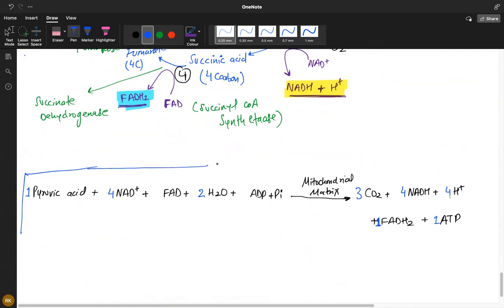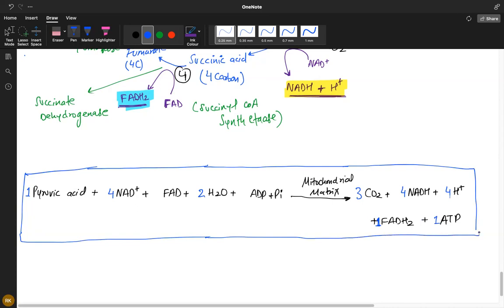We have come a long way. We started with glucose, did glycolysis, then started with the first aerobic part, which happens in the mitochondrial matrix. Okay. Is it clear till here?